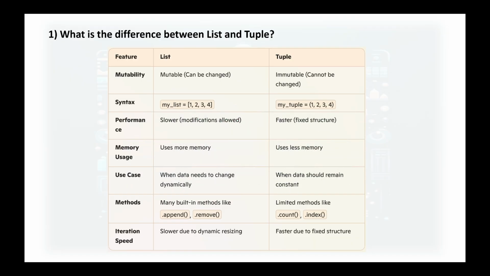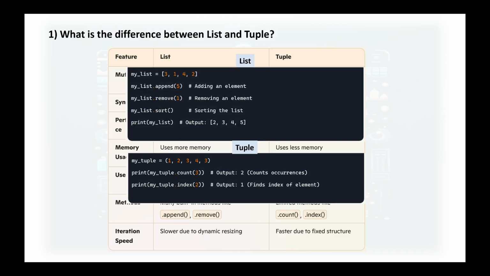Let's see methods. Lists come with multiple methods that allow insertion, deletion, sorting, and more. Tuples have fewer methods since they cannot be modified.